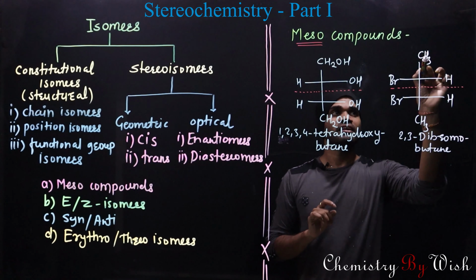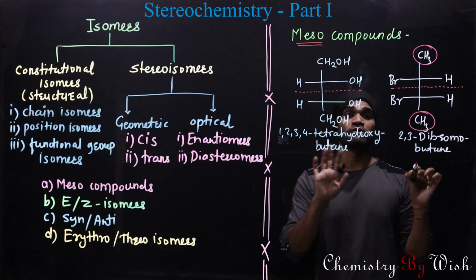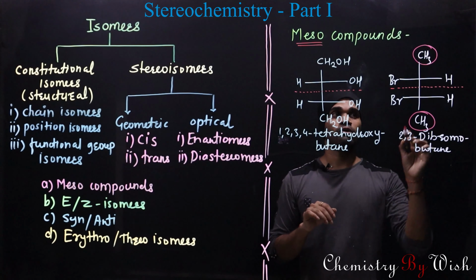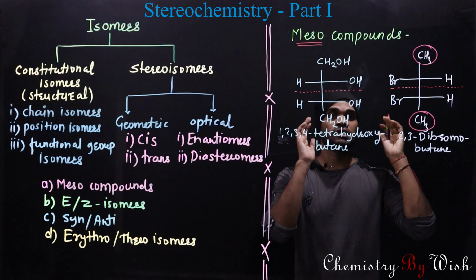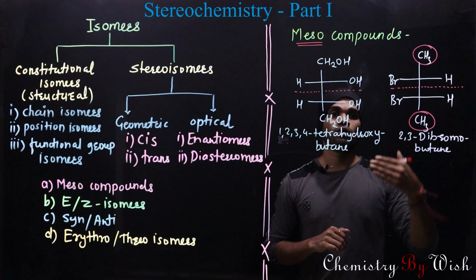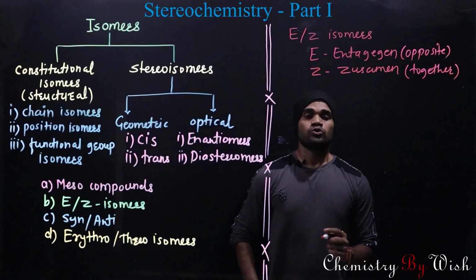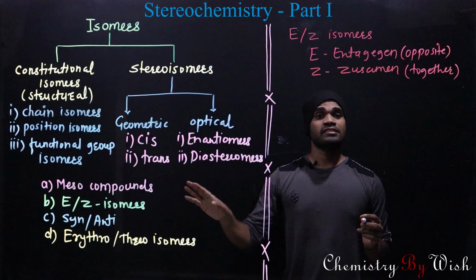Always remember that the groups in many compounds are differently oriented, so we have to always remember that the upper part is exactly the mirror image of the lower part. So these are the two examples of meso compounds. The next point is E and Z isomers.